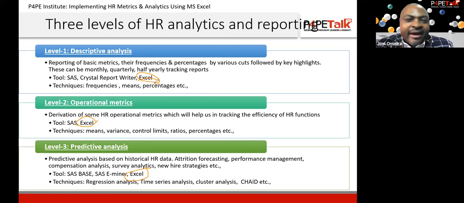Consistently, year in, year out, Microsoft continues to improve on the features of its Excel. Today, there are parts of Excel and tools within Excel, like Power BI, that allow you to do phenomenal analysis and reporting.